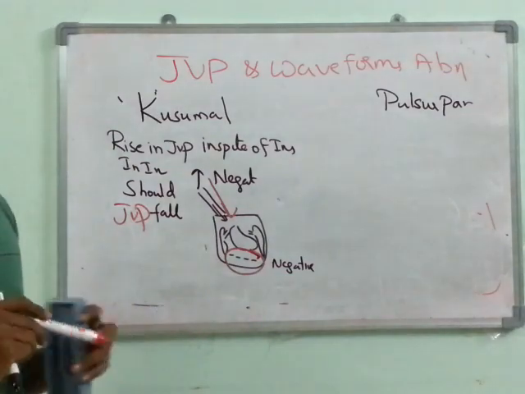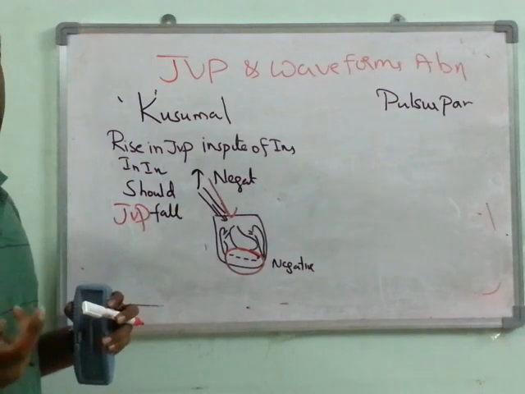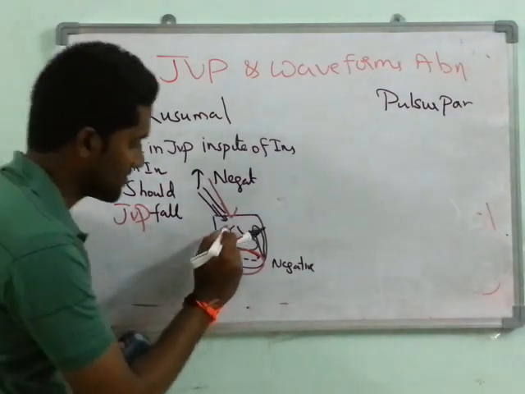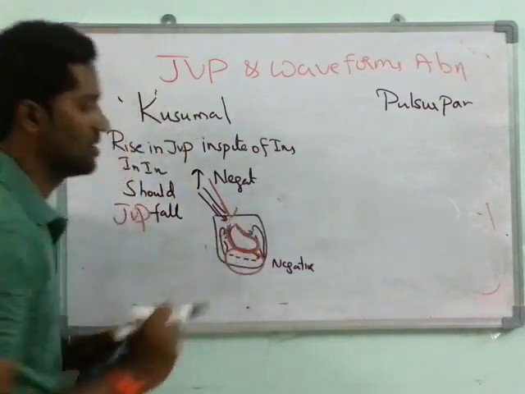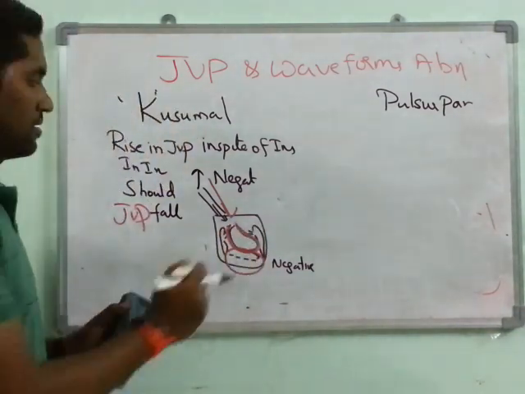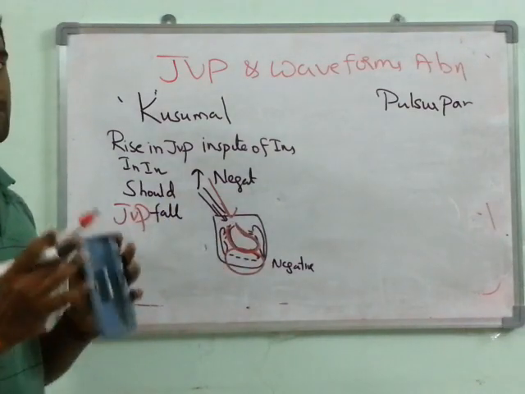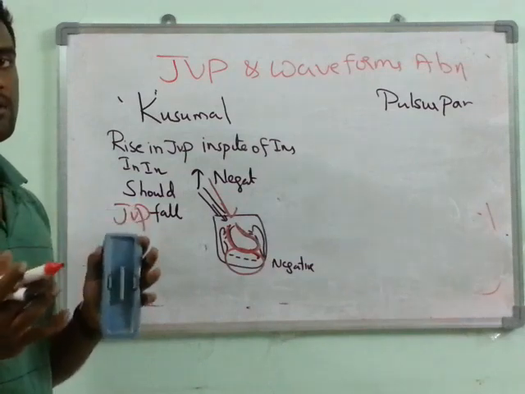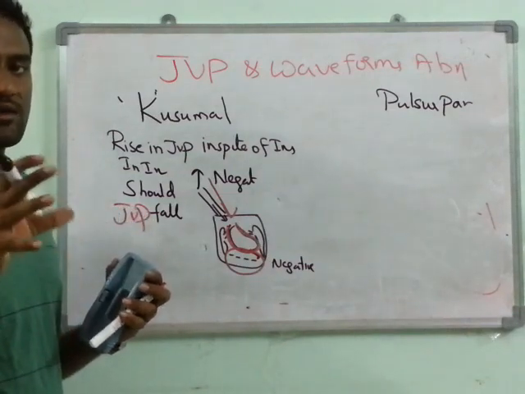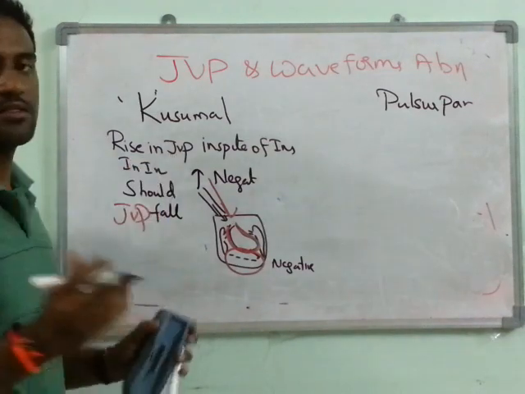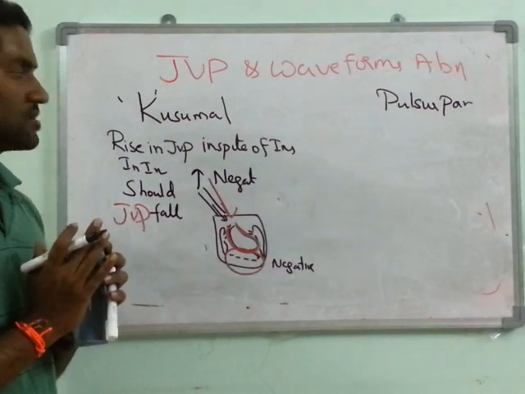But what happens in constrictive pericarditis? There is resistance to ventricular filling due to a band of constriction. This is the thing happening. The heart is surrounded by constrictive tissue, so it is not elastic. So there will be resistance to blood flow into the heart even during inspiration. So in inspiration, the rise in JVP will be present. That is what happens in constrictive pericarditis.